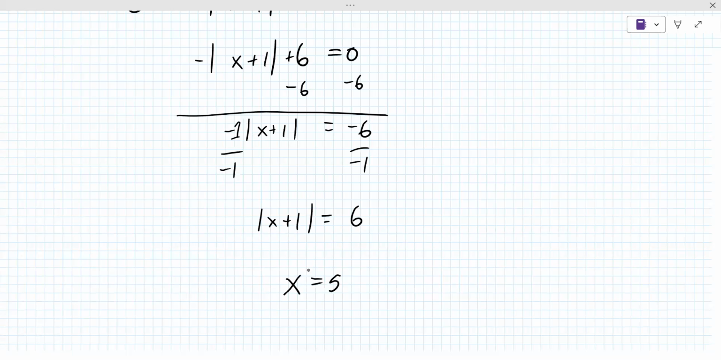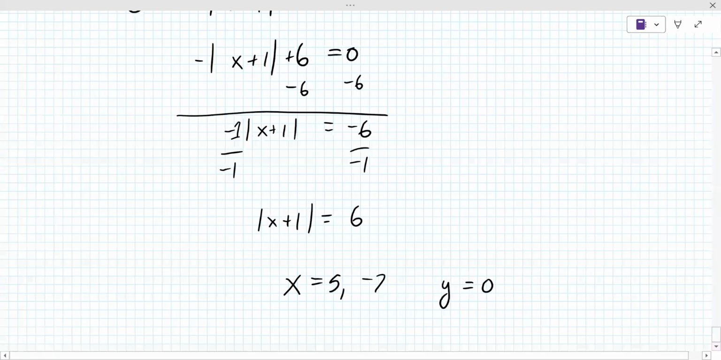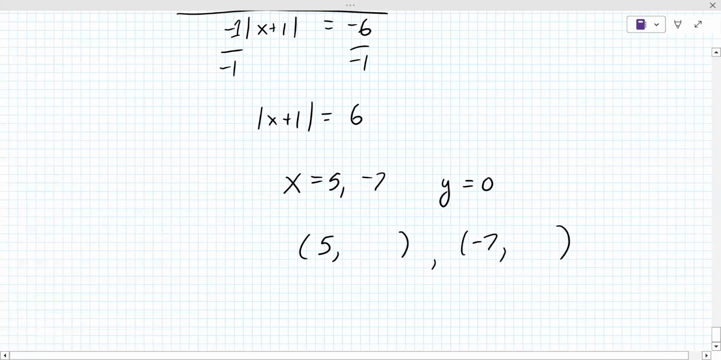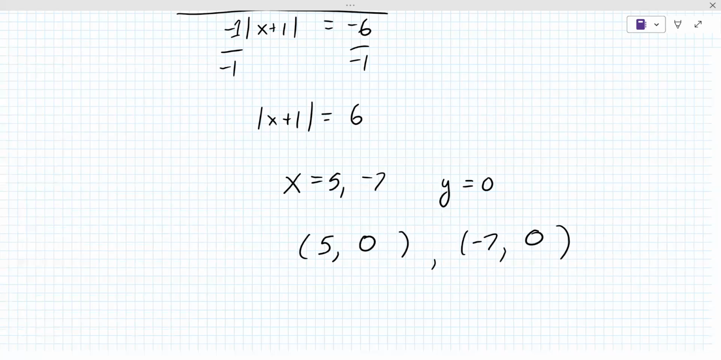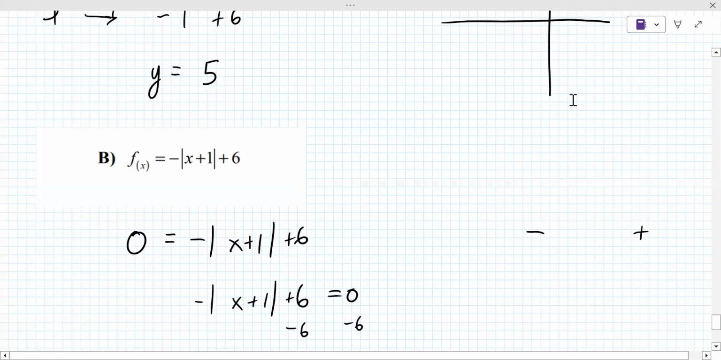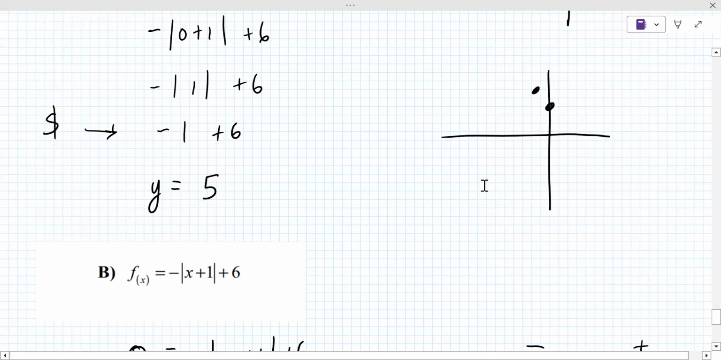Yes, very good. What is the y value for each of these x values? 0. 0. Trying to help you out here. Not overthink it. These occur on the x-axis. They occur when y is 0.